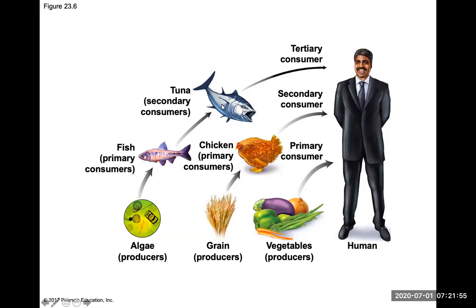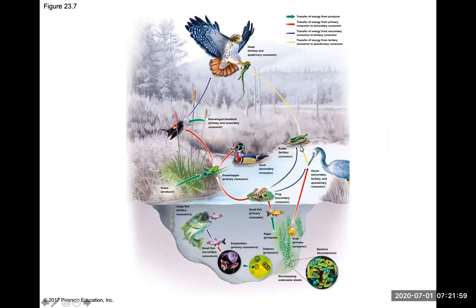So this is a food chain, more simplistic, whereas a food web includes many different species involved and how they all interact with each other. And you can see that here. The green arrows show the transfer of energy from a producer. The red arrow shows the transfer of energy from the primary consumer. Blue shows the energy transfer from secondary consumer, and the yellow arrow shows the transfer of energy from a tertiary consumer.